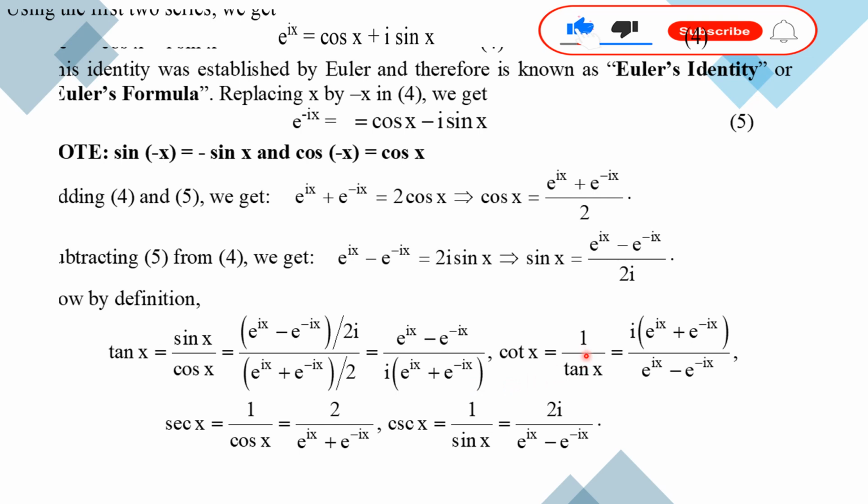Cotangent x is 1 over tangent x, so just take the reciprocal and you will have the value of cot x. Similarly, sec x is 1 over cos x. So sec x is 2 upon e power iota x plus e power minus iota x.